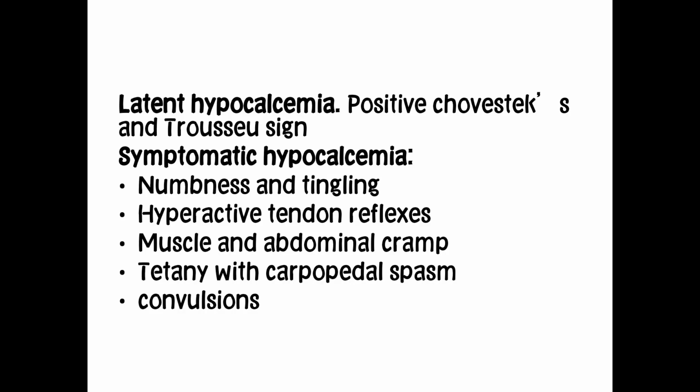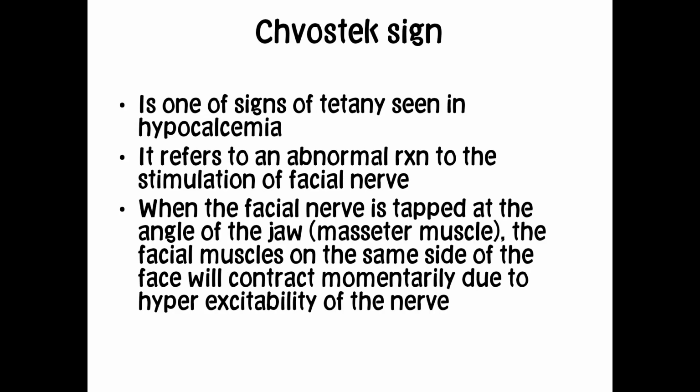Hypocalcemia clinically presents in two forms, that is latent hypocalcemia and symptomatic hypocalcemia. Latent hypocalcemia presents with two clinical signs, which include a positive Chvostek sign and Trousseau sign. On the other hand, symptomatic hypocalcemia may also present with numbness and tingling, hyperactive tendon reflexes, muscle and abdominal cramps, tetany with carpopedal spasms, and convulsions.